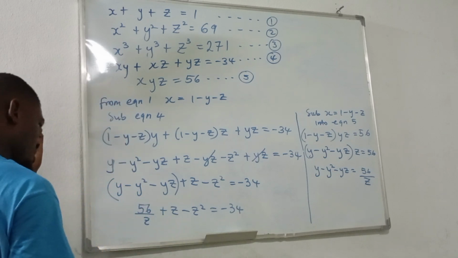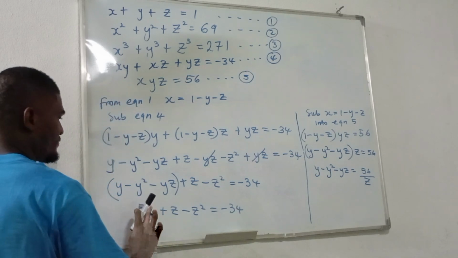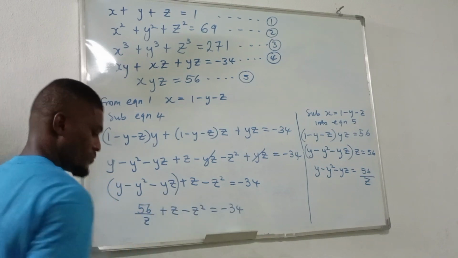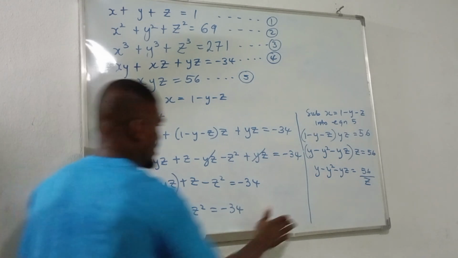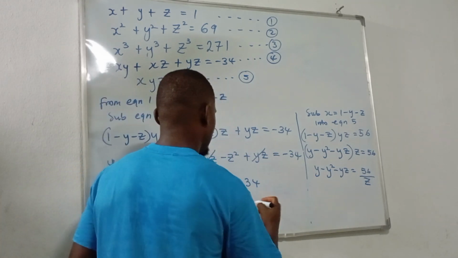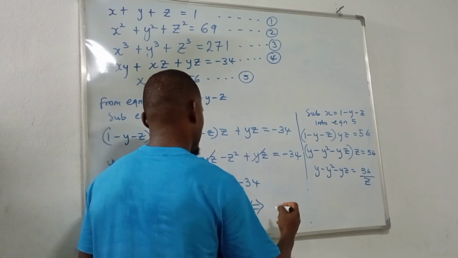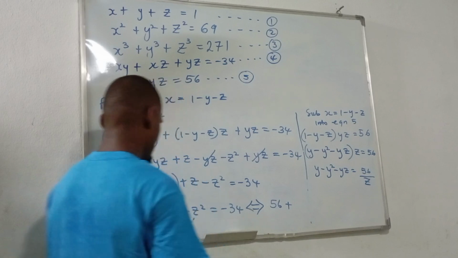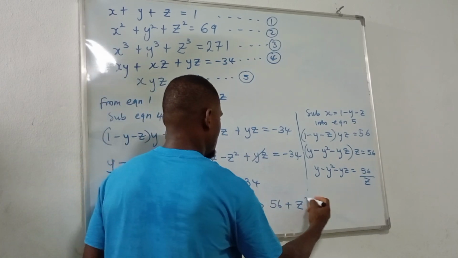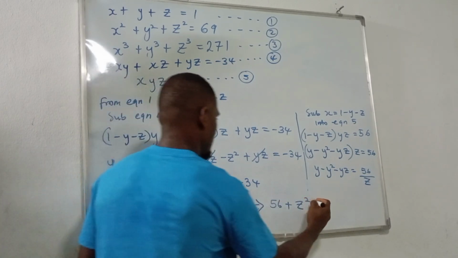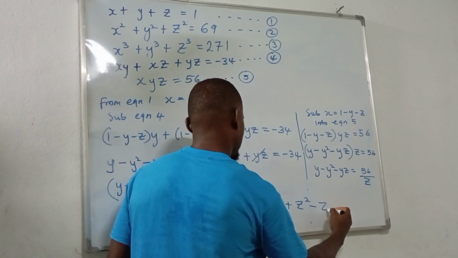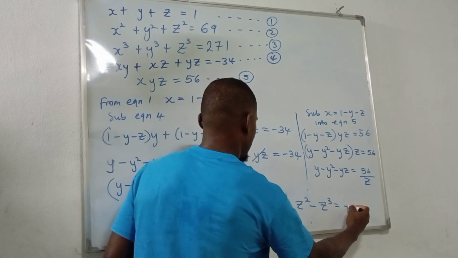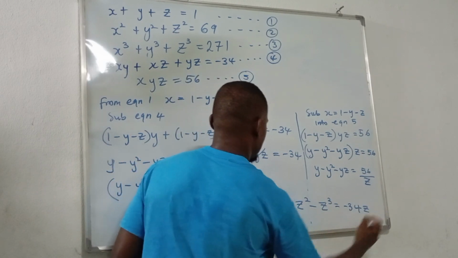Okay? Now I can multiply z to everything. Multiply z through. And if I do that, I'm going to have this equation here, which is 56 plus z times this, it is z squared, z times this is going to give you z cubed, z times this is going to give you negative 34z.